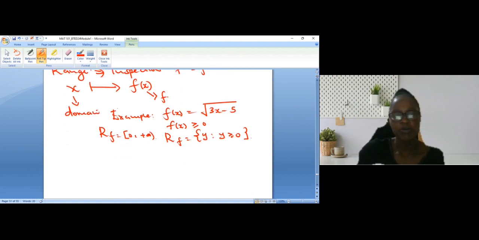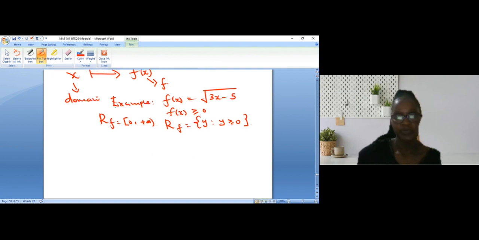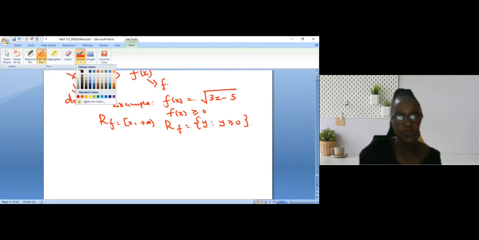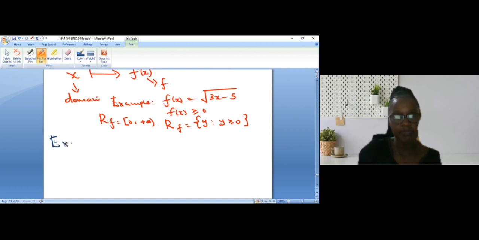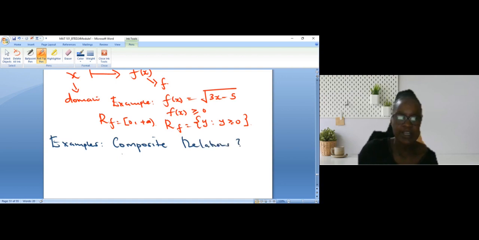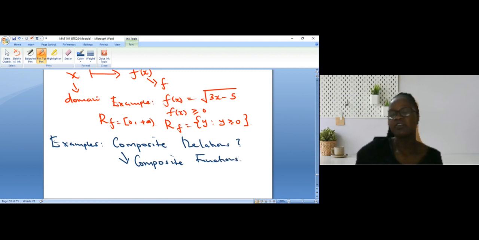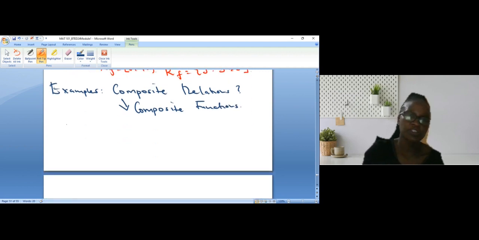So once you determine the domain of a function, then it should be easier for you to determine the range of the function. So we looked at examples of functions, and these will be repeated again in your calculus. But one of the things we looked at, we defined composite relations. So as a result, can we also define composite functions? Yes, we can, where a composite function is simply a combination of functions.